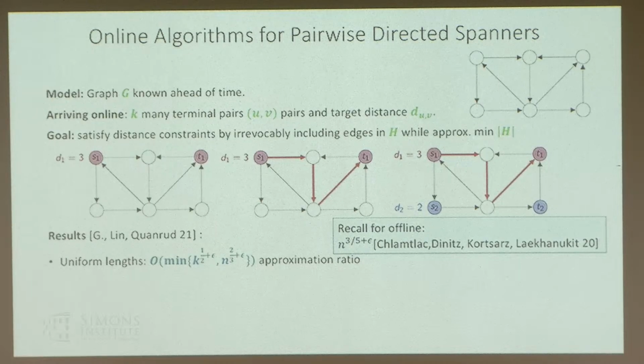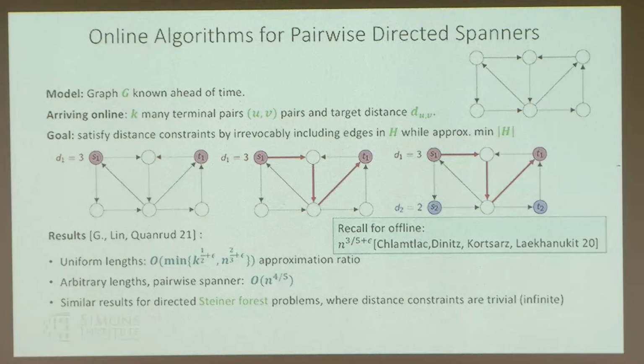In terms of results, we get an n to the 2/3 plus epsilon approximation, which can be compared to the n to the 3/5. This is for uniform lengths. It is an open question whether one can tighten the gap. But we also get a k to the 1/2 plus epsilon approximation factor, where k is the number of pairs that appeared online so far. And more generally, for arbitrary lengths, there is an n to the 4/5 approximation.